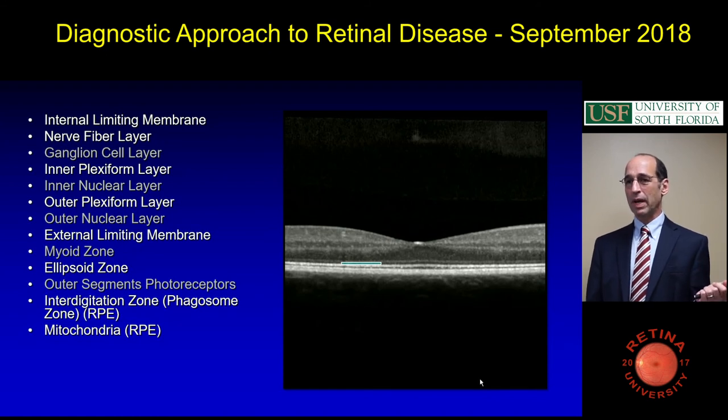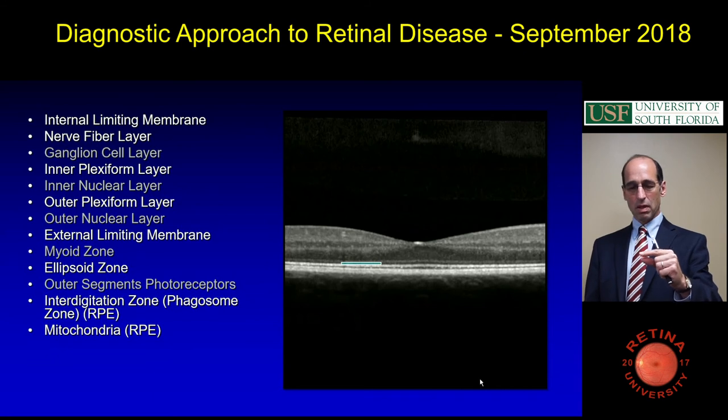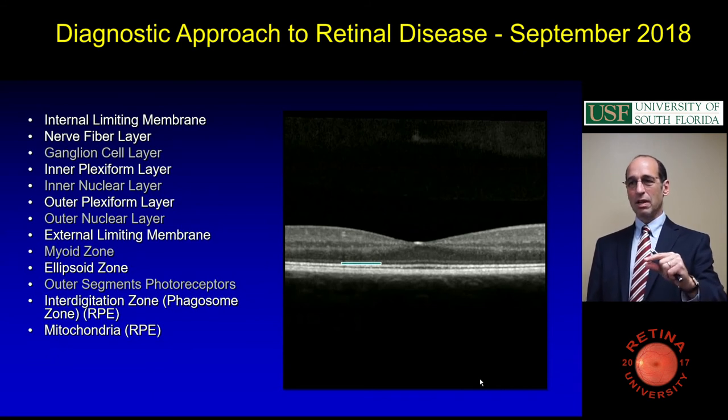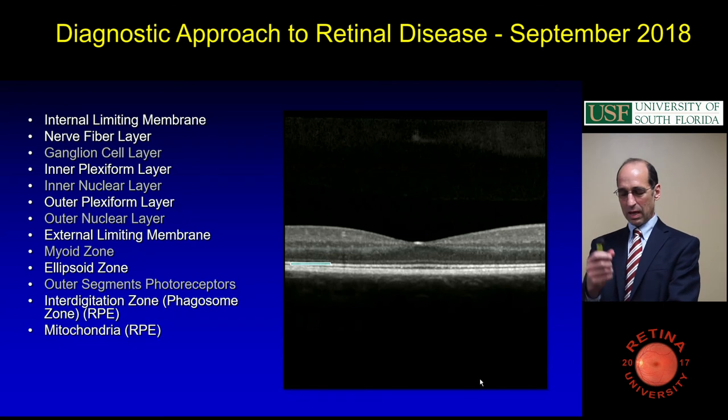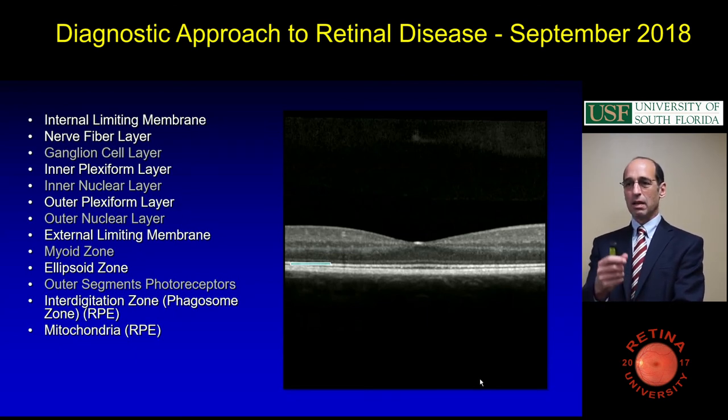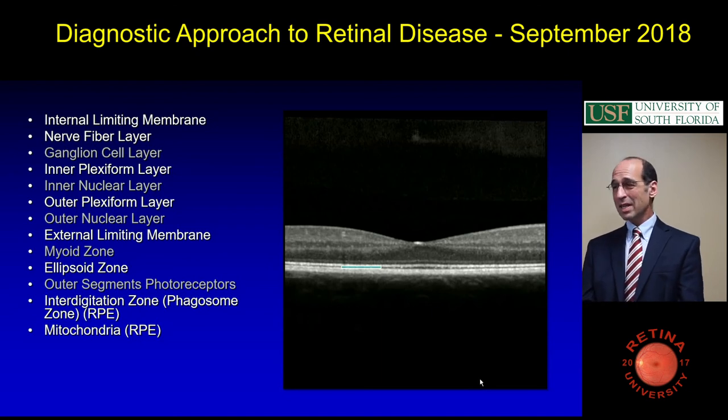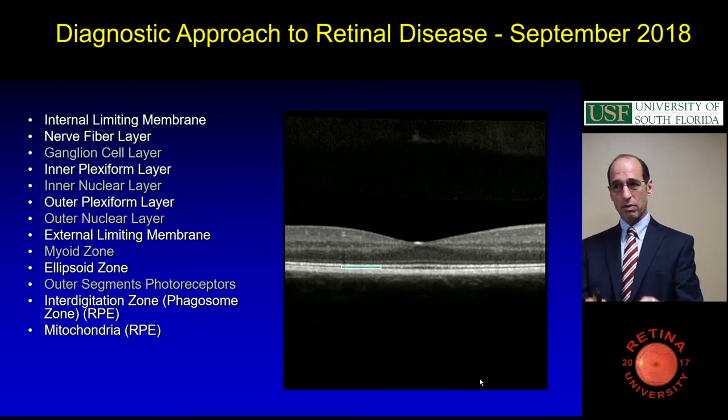So after the external limiting membrane, you get the myoid zone, which is the part of the receptor inner segment that doesn't have much in it. And then the ellipsoid zone is the part that has the mitochondria. In the outer segments, the mitochondria are stacked like spaghetti, like a handful of spaghetti, and they're all in the outer part of the body. That's where you see the bright line that reflects. And then the outer segments of the photoreceptors are transparent to light, which makes sense. Most of the retina is transparent because your receptors are on the back.